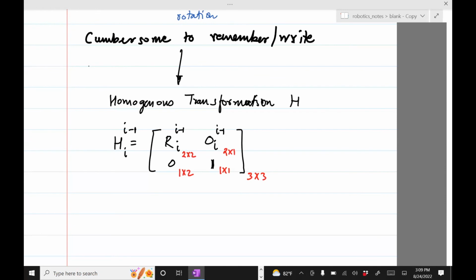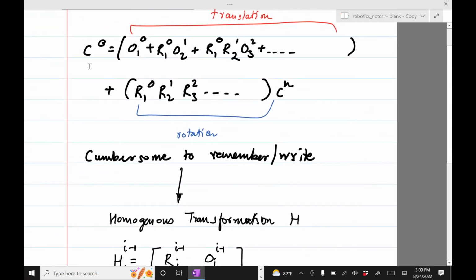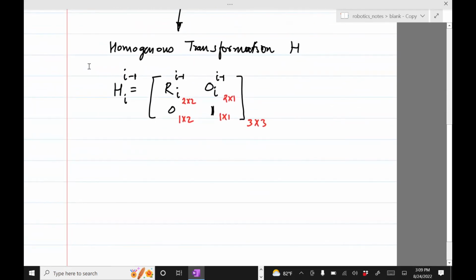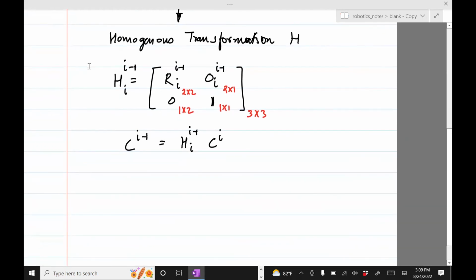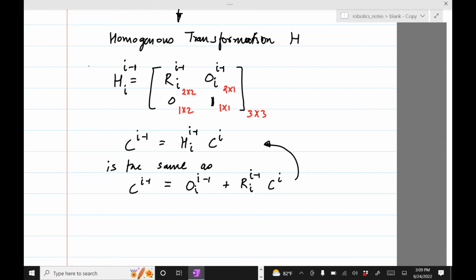So how does this make our life easy? Remember, this is a replacement for using this notation. It turns out that you can actually write C_{i-1} as H_i^{i-1} C_i. So that expression down there, this one which we are trying to represent, is actually written as that.